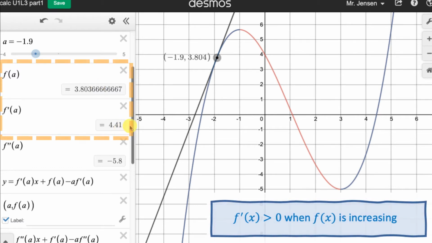It tells us the rate at which it's increasing, and that rate is slowing as we go, but we'll leave that until we start talking about the second derivative. So right now, a positive value of the first derivative tells us the original function is increasing.